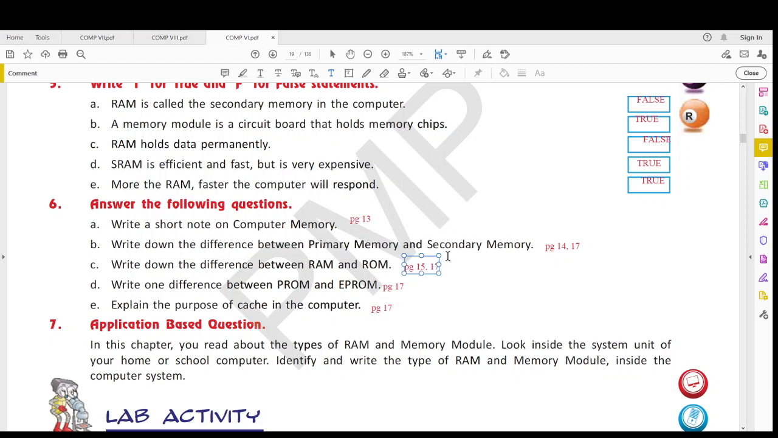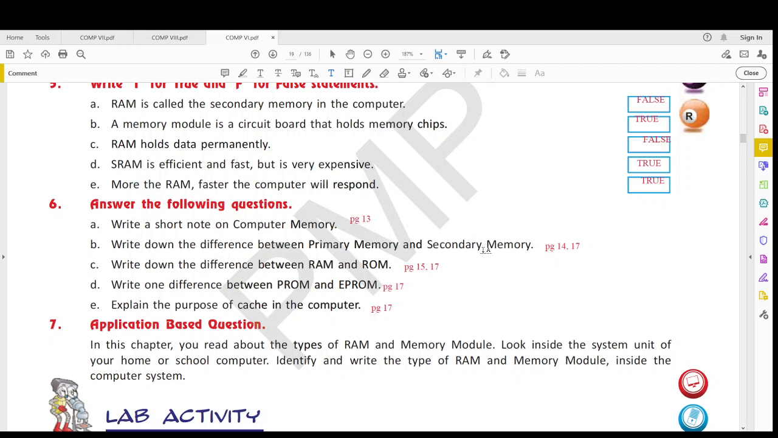Okay, so you can find the examples and the definitions from page number 14 and 17 of your book. The difference between a primary memory and a secondary memory: you can also write that a primary memory is a faster device. It can respond to the processor's need of data and instructions, and they are comparatively costly. Secondary memory are slower devices.